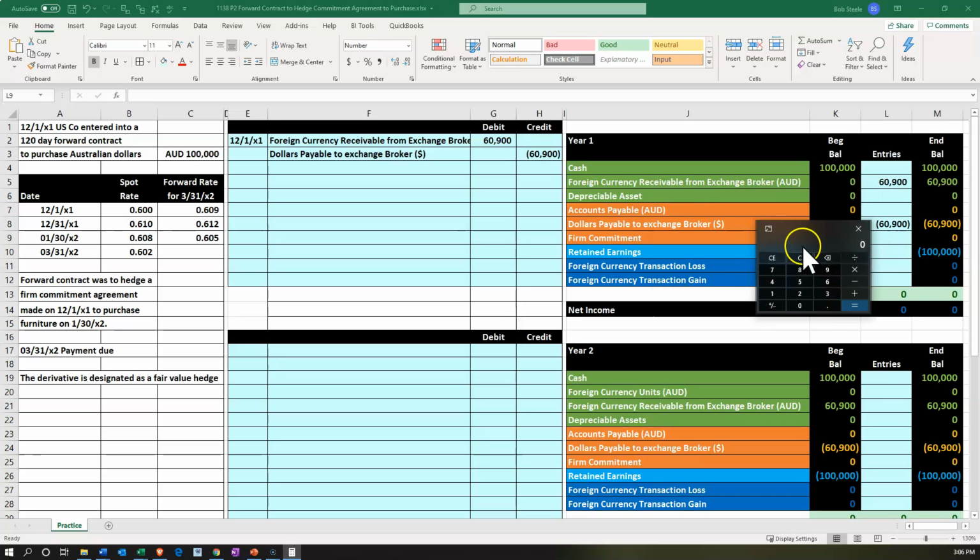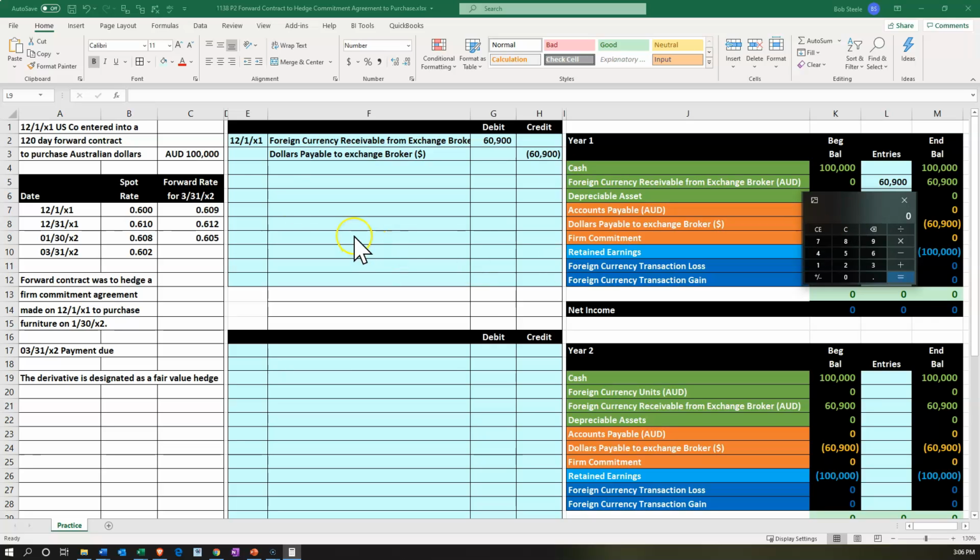We've seen that in the past. So we've got this receivable on the books at the $60,900. If I take this at 12/31/X1, we can take this 100,000 and multiply it times the rate. At this rate, the forward rate as of the end of the year, that's the spot at the end point, which is going to be the 12/31/X2. So multiplying times the 0.612, that's going to be the 61,200. If we take that and we subtract the 60,900, then we have $300.